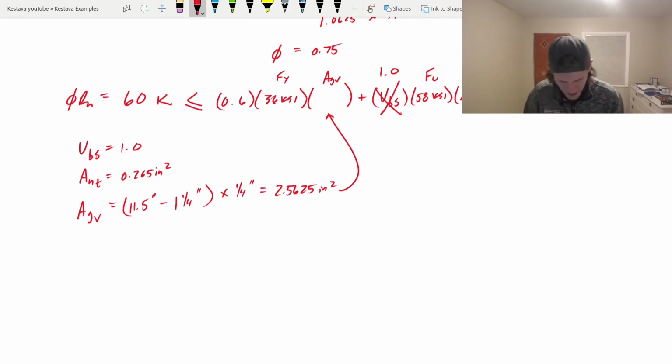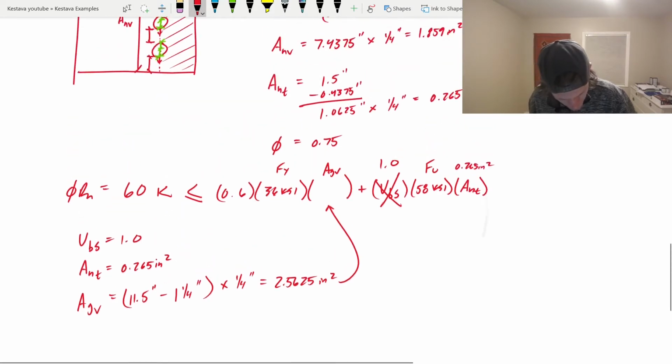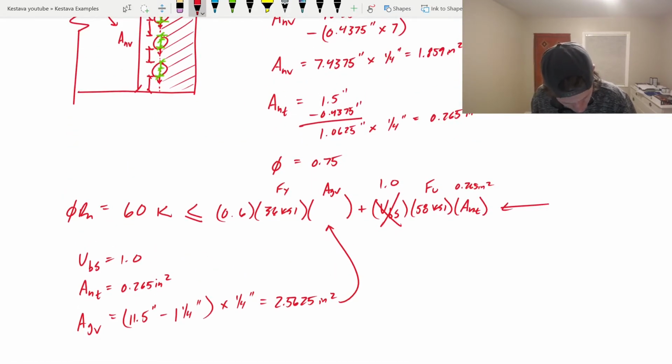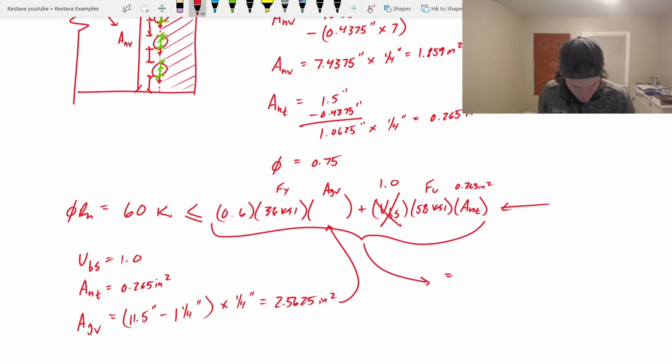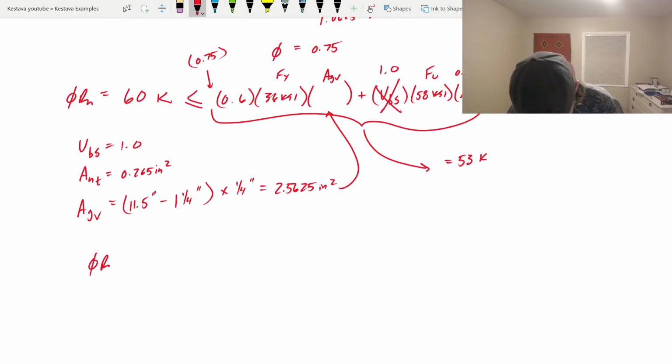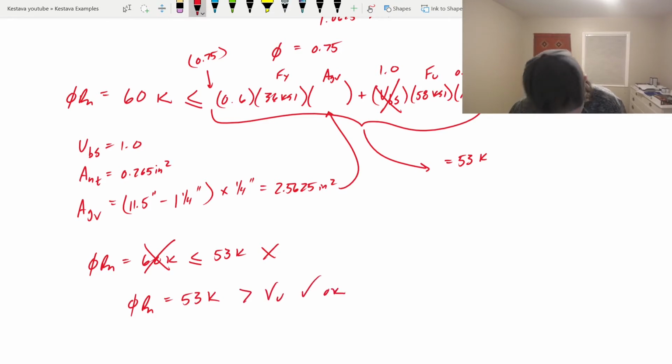Plug that into the top. Well, what does that equation get us? That gets us, and this is 0.265 inches squared, sorry, head's blocking it. So what does this equation get us? This one right here. That equals, and we have to throw in our phi of 0.75, 53 kips. So total equation equals 60 kips for the first part of the equation. Needs to be less than or equal to 53 kips. So that's no good, which means that we can't use 60 kips, which means that phi Rn for block shear equals 53 kips, which is still greater than Vu, so we're okay. So that's block shear checked, so we're good.